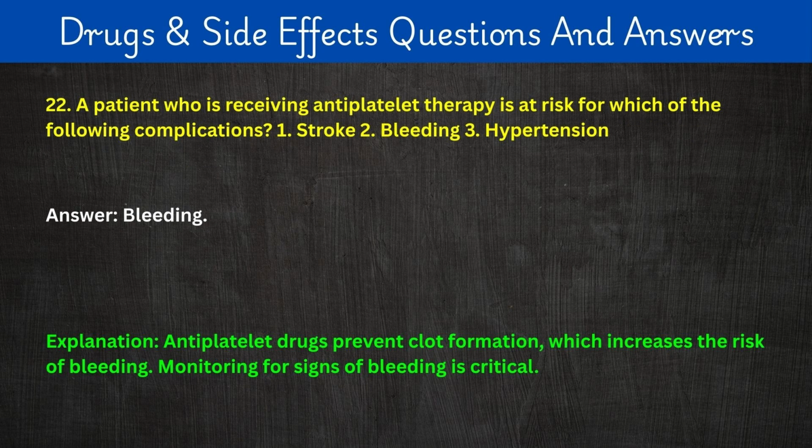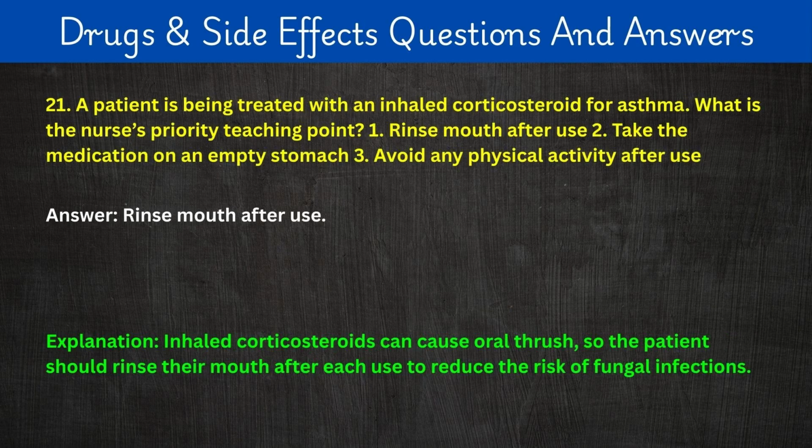21. A patient is being treated with an inhaled corticosteroid for asthma. What is the nurse's priority teaching point? 1. Rinse mouth after use. 2. Take the medication on an empty stomach. 3. Avoid any physical activity after use. Answer: rinse mouth after use. Explanation: inhaled corticosteroids can cause oral thrush, so the patient should rinse their mouth after each use to reduce the risk of fungal infections.